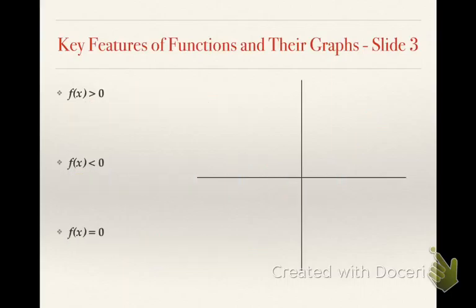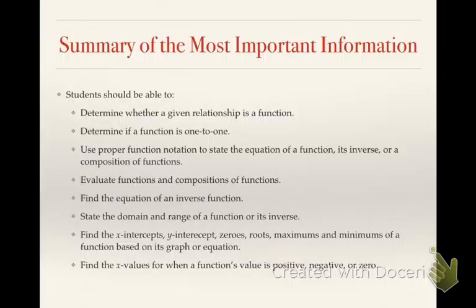Okay, so let's just look at the summary of the most important things in this lesson. These are the things you should be able to do from this unit. You should be able to determine whether or not a relationship is a function or not. That's going to be using the vertical line test, or looking at the tables, or looking at the equations. It's easier to figure out if something's not a function. You should be able to determine if a function is one-to-one, which is the horizontal line test, and the vertical line test, because you have to say it's a function and one-to-one.